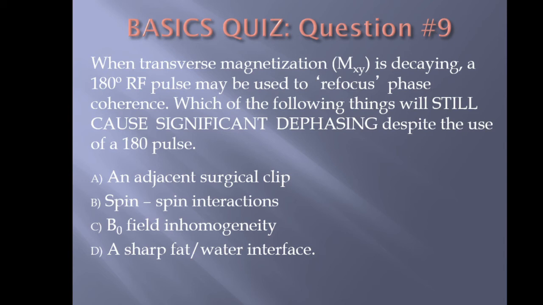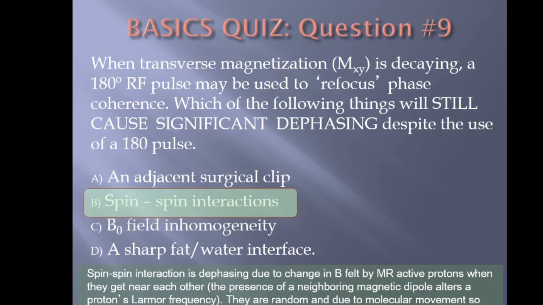When a transverse magnetization MXY is decaying, a 180-degree RF pulse may be used to refocus phase coherence. So we're talking about inversion pulses. Which of the following things will still cause significant dephasing despite the use of a 180-degree pulse? Adjacent surgical clip, spin-spin interactions, B-field inhomogeneities, or a sharp fat-water interface? B, very good. That is exactly correct. When you use an inversion pulse for refocusing, it undoes all of the static effects, all those T2 star effects, so it undoes field inhomogeneity, iron in the tissues, whatever. But spin-spin interactions are completely random and can't be predicted, and don't reverse in the presence of a 180.